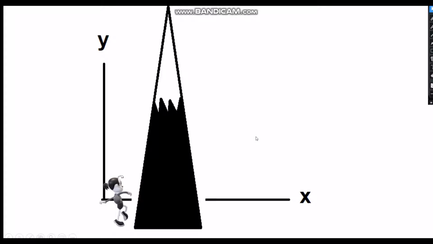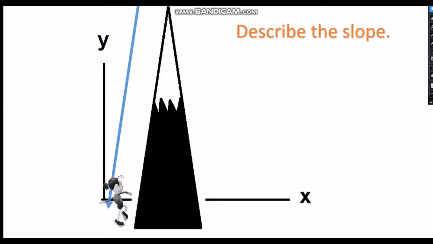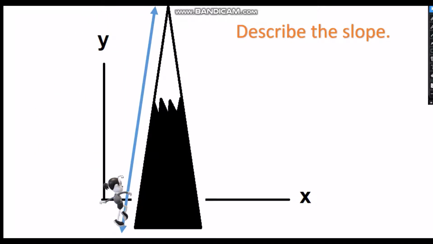Now let's put this into context of steepness. Let's say we were asked to describe the slope here. Let's look at that line right there. Now the person's a mountain climber, right? It's a very steep line, right? It's almost vertical. So the person climbs up the mountain. That denotes a positive slope. The person's climbing up the mountain.